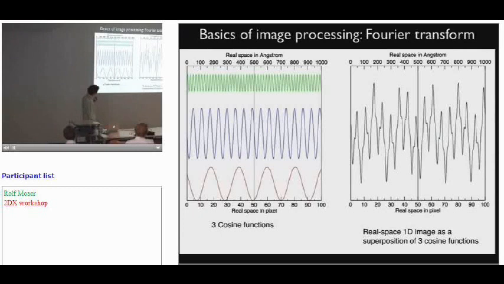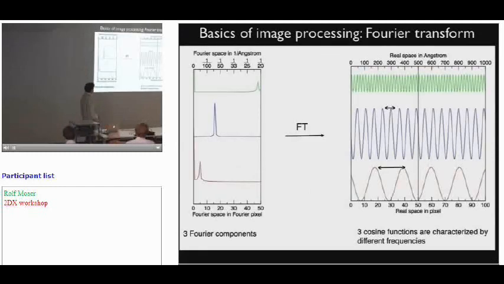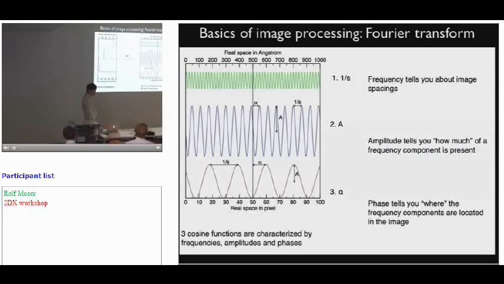And now if we want to characterize this image, for example, according to periodicities, we can calculate the Fourier transform, and we can actually decompose these three cosine functions again. And we can characterize them then, and this will tell us about the content of our image, of course. And there are three major quantities that are being used to describe the Fourier transform. One of them, obviously, is the frequency of your cosine wave, and the second one is the amplitude. And the frequency tells you about the image spacing.